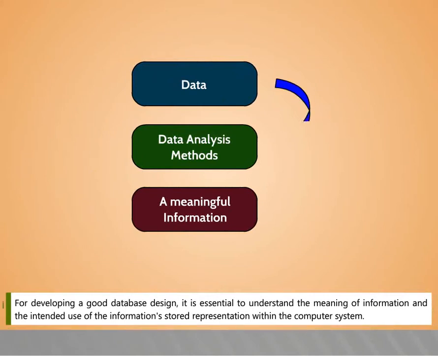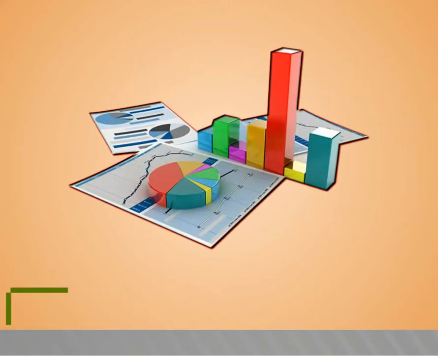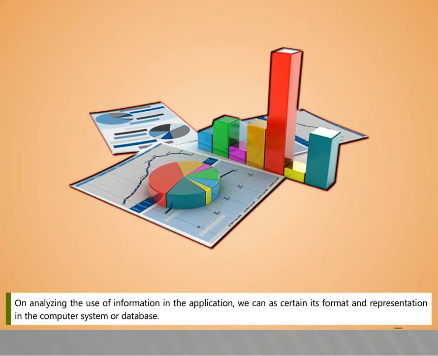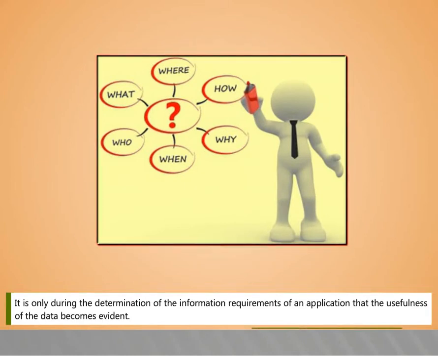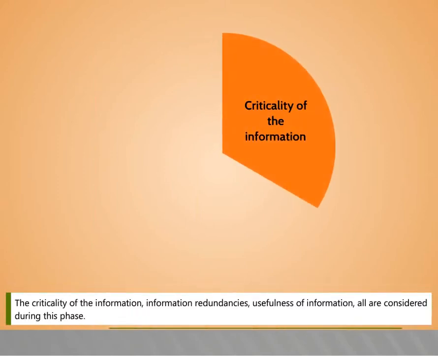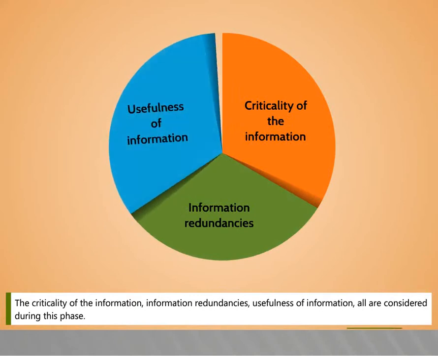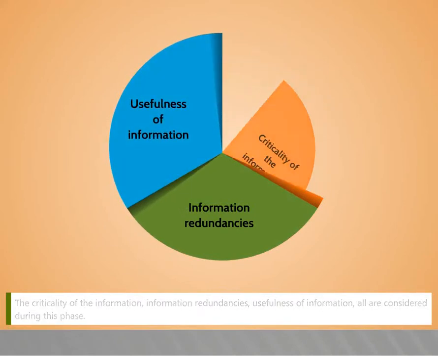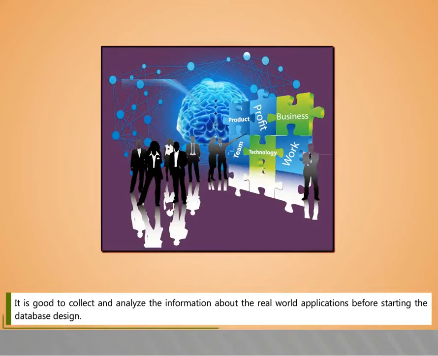For developing a good database design, it is essential to understand the meaning of information and the intended use of the information stored within the computer system. On analyzing the use of information in the application, we can ascertain its format and representation in the computer system or database. It is only during the determination of the information requirements of an application that the usefulness of the data becomes evident. The criticality of the information, redundancies, usefulness of information, all are considered during this phase. It is good to collect and analyze the information about the real-world applications before starting the database design.